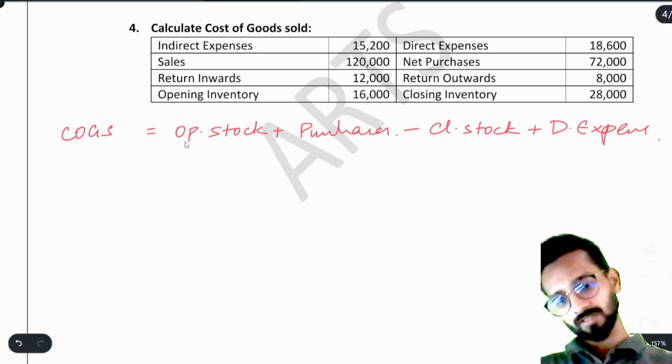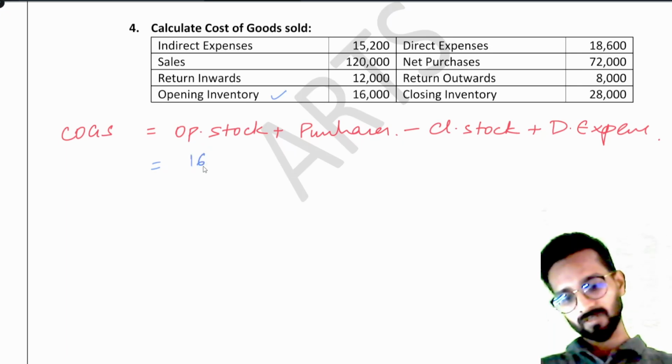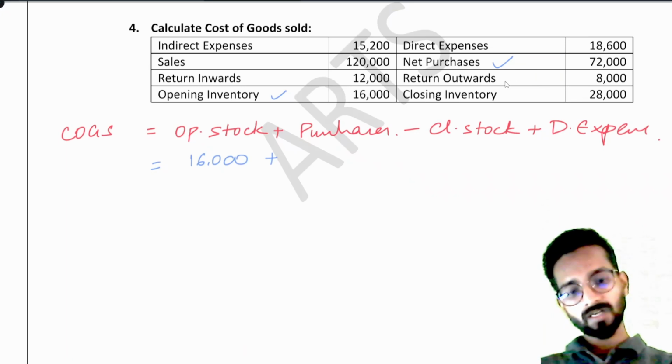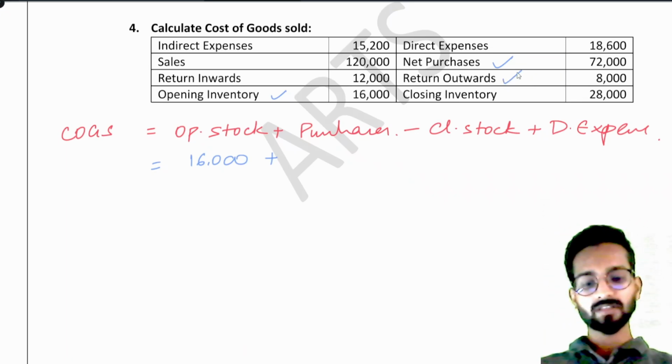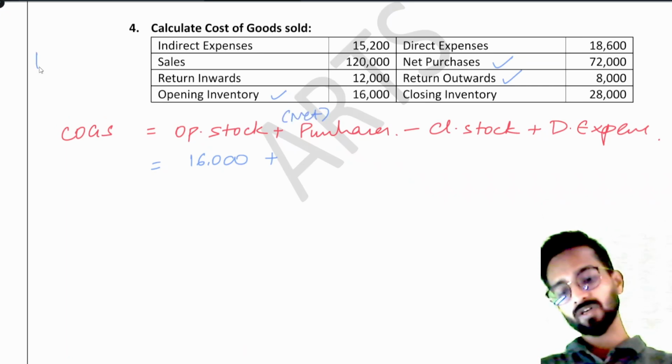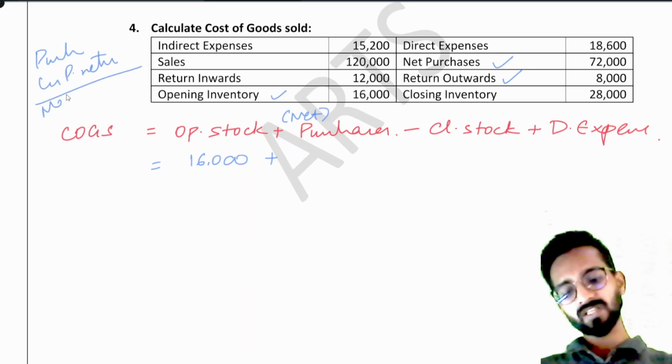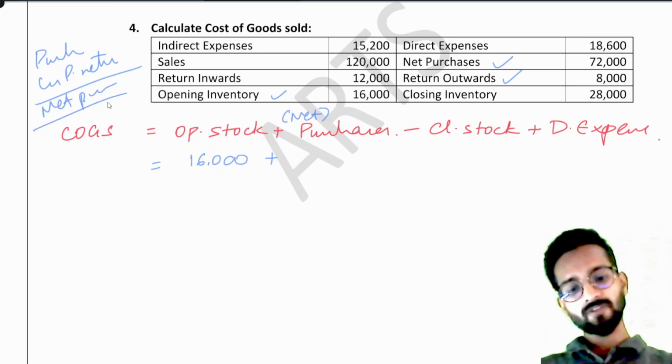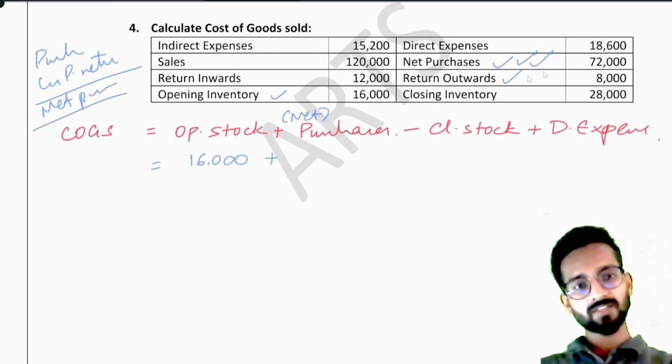Now check. Where is my opening stock? This is my opening inventory 16,000. Plus where is my purchases? Net purchase is given 72,000. But return outward is also given. See, I have to write here net purchase only. Net purchase means purchases less purchase return. If net purchase is already given directly, you can directly write here plus 72,000.